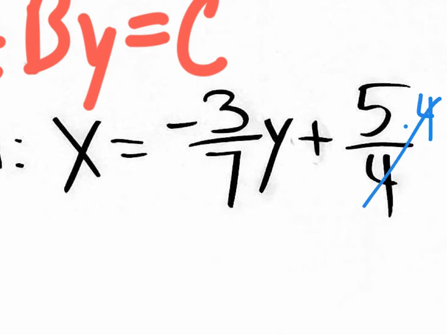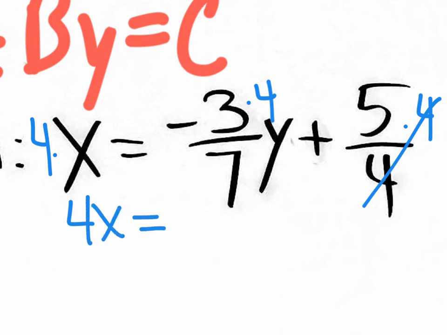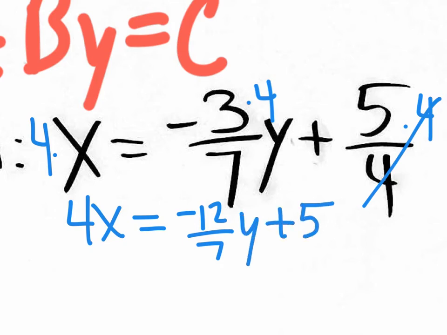Times 4 here, it's going to cancel. Times 4 over here. And does the 4 cancel with the 7? No, so I actually have to multiply it up on top. And times 4 over here with the x. So I will have 4x equals negative 12 over 7 with the y plus 5. So I got rid of one fraction.